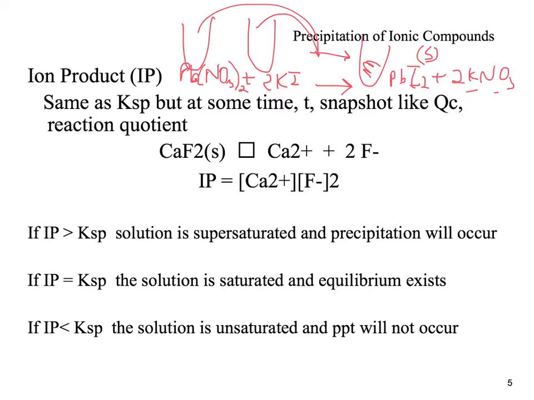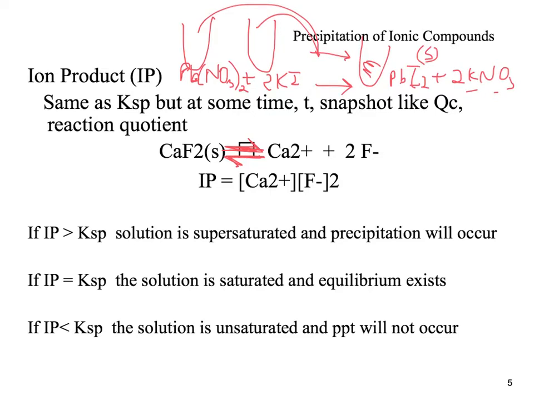So this can be done by revisiting what you learned in chapter 14, and that was the reaction quotient Q. Recall that the reaction quotient for any reaction was essentially setting up the equilibrium, but at a time other than when the equilibrium has been reached. So the reaction quotient for the reaction by which an ionic compound dissolves is the product of the concentrations of the ionic components raised to their stoichiometric coefficient.